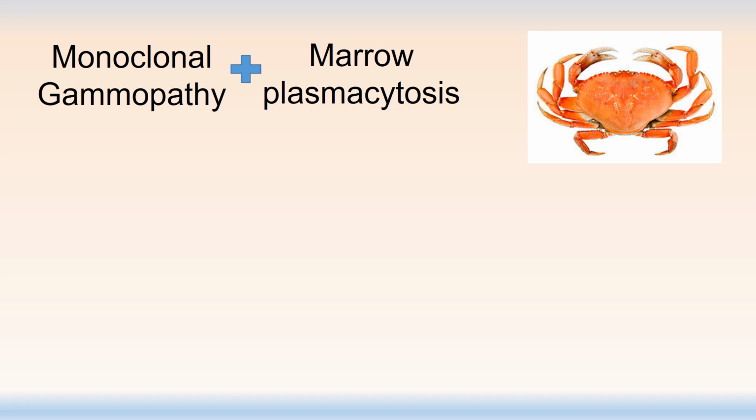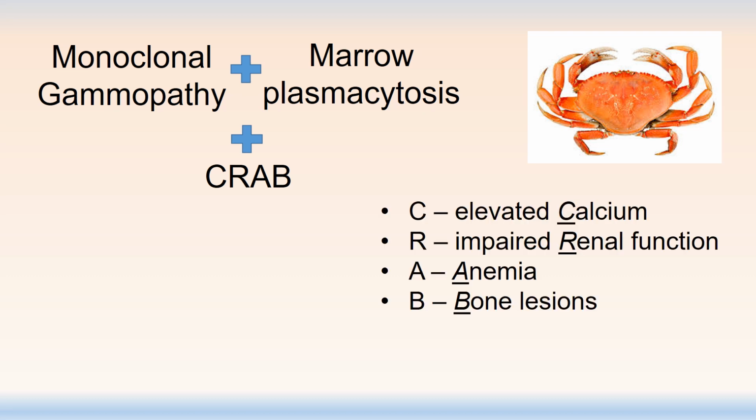Monoclonal gammopathy plus marrow plasmacytosis. Enough plasmacytosis makes the diagnosis. Not enough, so less than 60%, you add some CRAB. And what am I talking about when I say CRAB? I'm talking about the evidence that this myeloma clone is damaging areas of the body. It stands for elevated calcium, impaired renal function, anemia, and bone lesions.